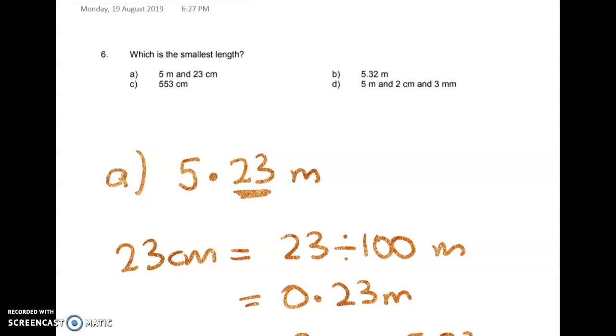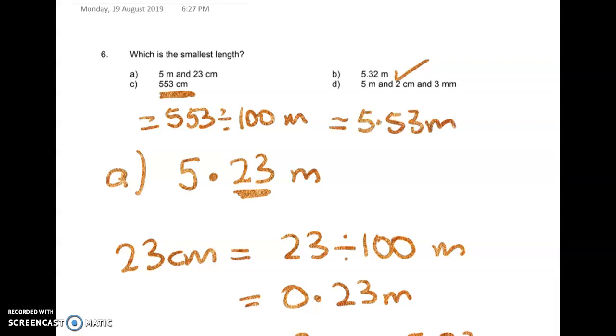B is already in that format, so that's good. This one here, 553 centimeters, we can divide that by 100 to get meters. So C is equal to 5.53 meters. So we've got one left to do where we have to convert this into meters.